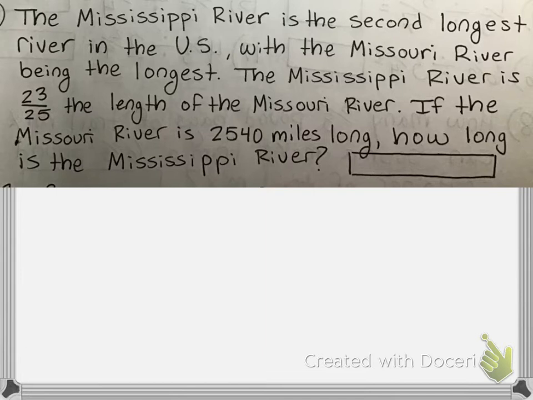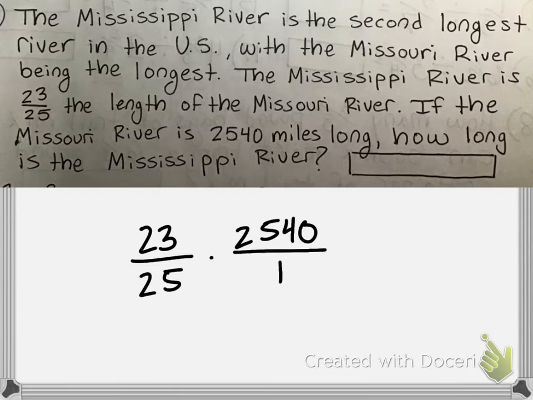Well, first you're going to want to multiply. Yeah, we're going to be multiplying. 23 over 25 times 2,540 over 1. Excellent. So she saw here we had our fraction and here we had our whole number, but she made our whole number into a fraction. Lucas, can I cross cancel anything?